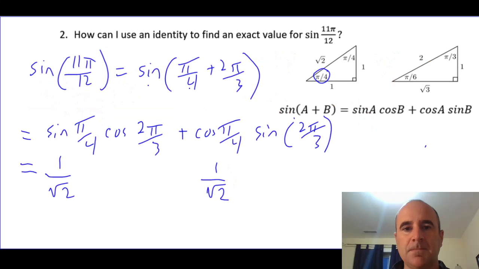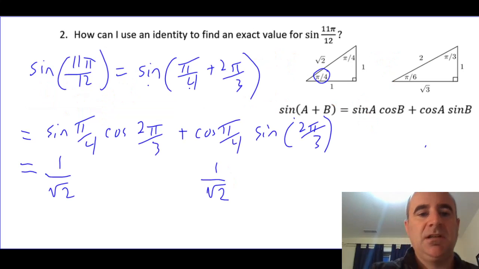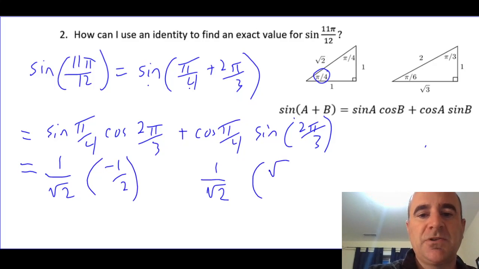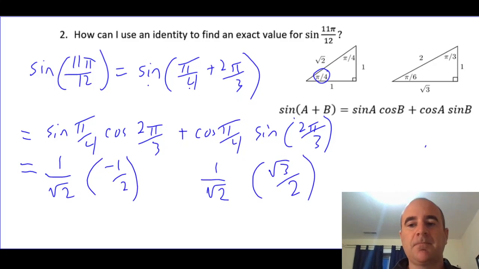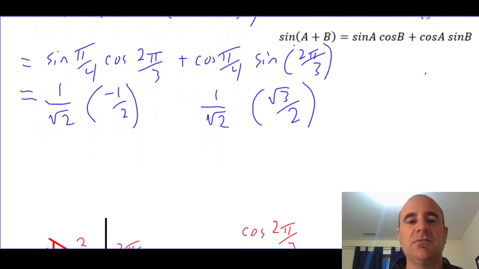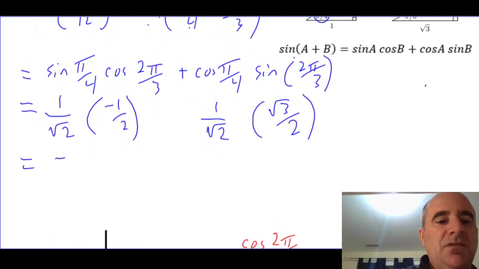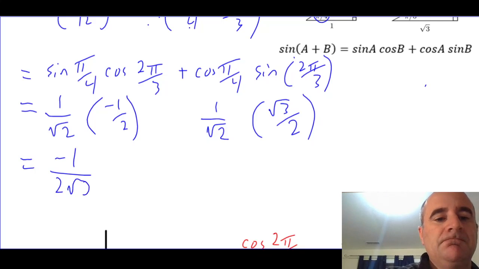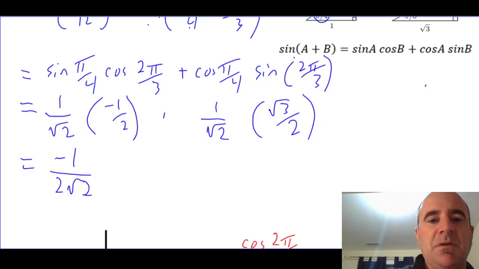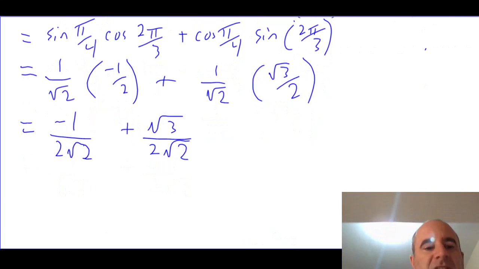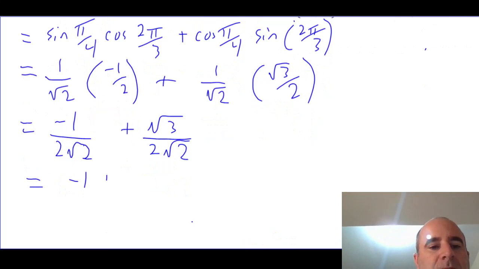And so we can use those values. So now we put -1/2 in for the cosine of 2 pi over 3 and √3 over 2 for the sine of 2 pi over 3. Now we want to figure out what we get next. Well, -1 times -1 gives us -1 over 2√2, and there should be a plus here, plus √3 over 2√2. Putting those together gives us -1 plus √3, all divided by 2√2.